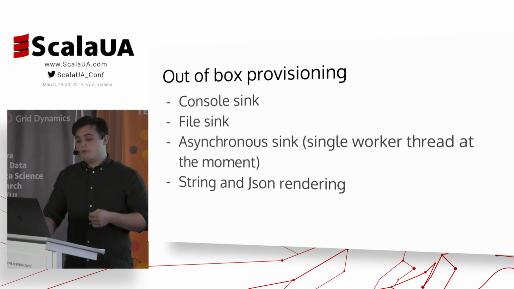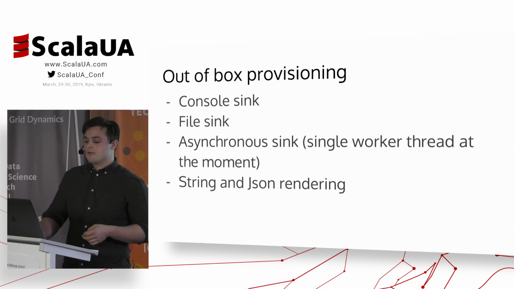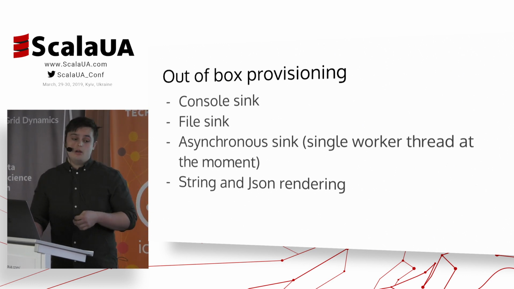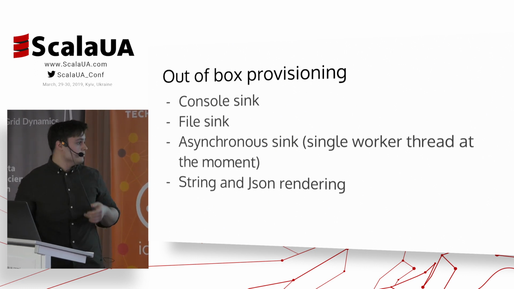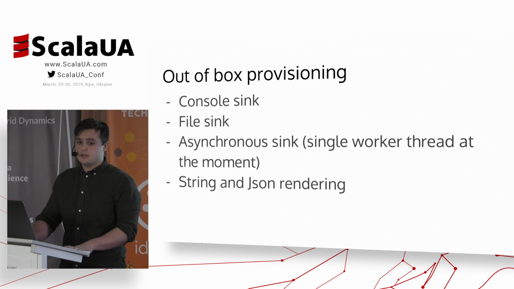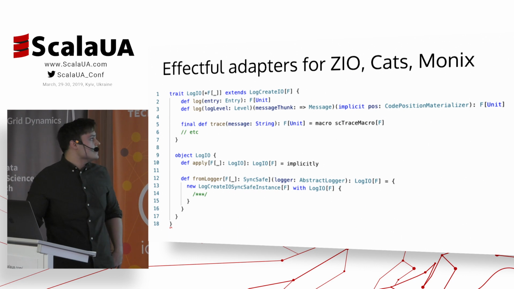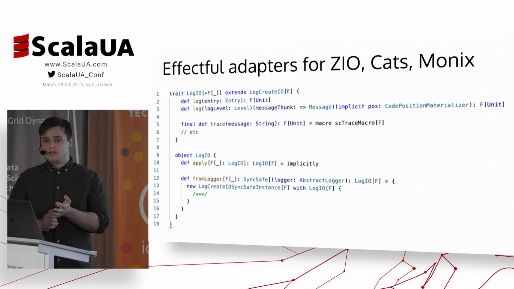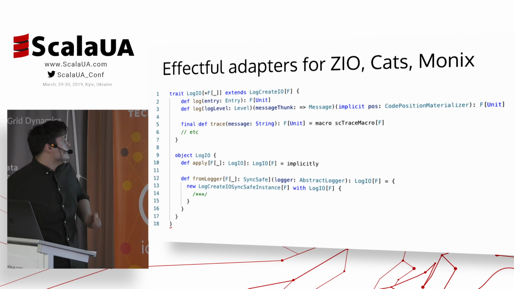Out-of-the-box provisioning. We provide a console sink. We provide a file sink. We provide an asynchronous mechanism. For right now, it's a single worker thread, but if you use wrappers for your ZIO or Monix task, it could also help asynchronously flush your data. And string and JSON rendering. We have effectful adapters for ZIO, Cats, and Monix. We also provide info about the fiber ID, which could also be potentially interesting info.